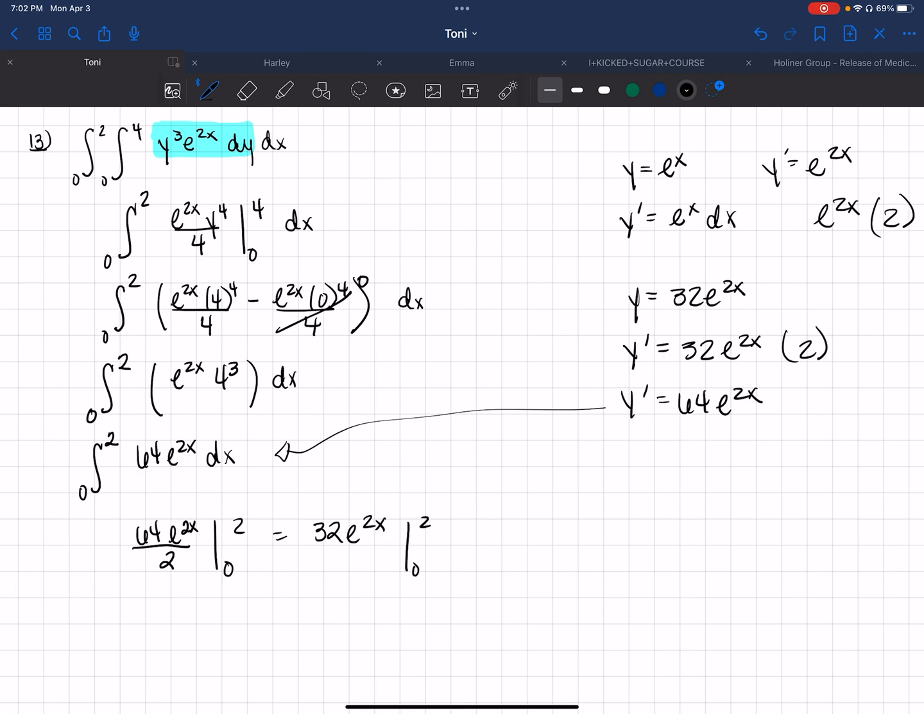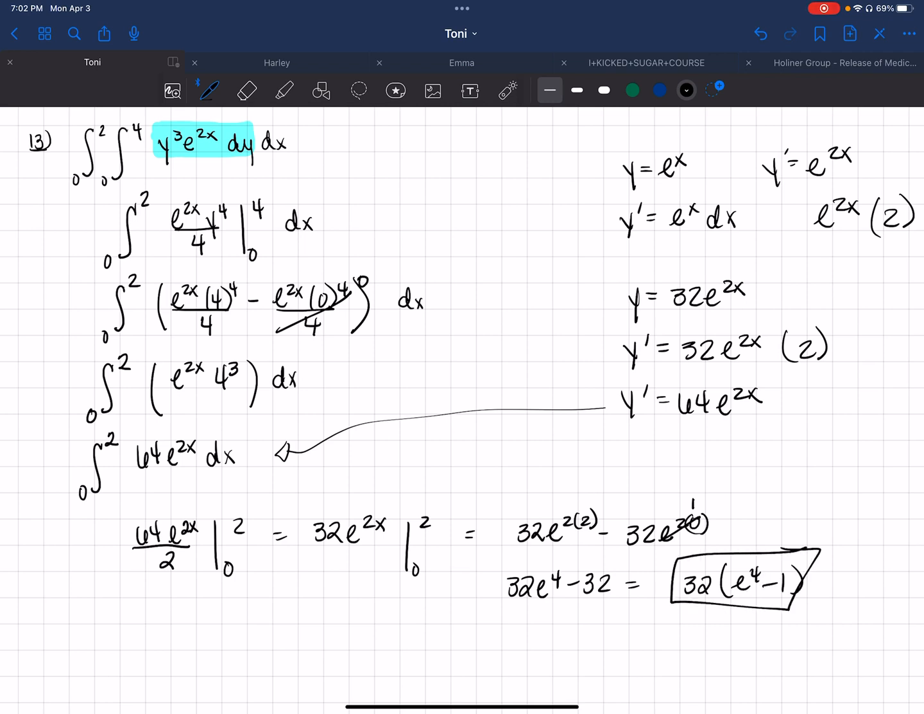We took this with respect to x, so everywhere I see an x, I'm going to put in a 2, and then I'm going to put in a 0. So I have 32 e to the 2 times 2 minus 32 e to the 2 times 0, and that's 32 e to the 4th. E to the 2 times 0 is e to the 0, which is 1, and that's minus 32. The book might have you write that as 32 times e to the 4th minus 1. We'll see. I would take either one of those.